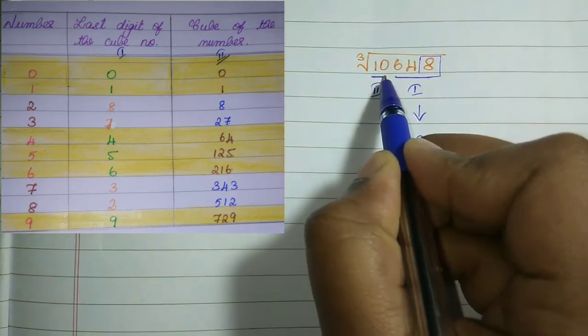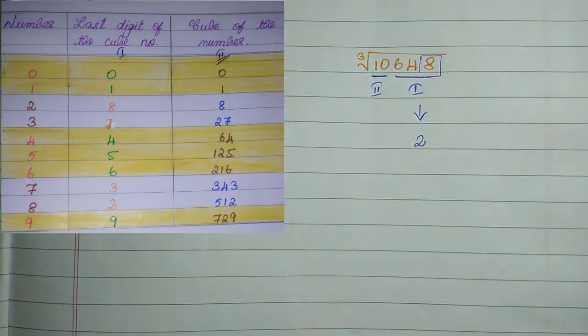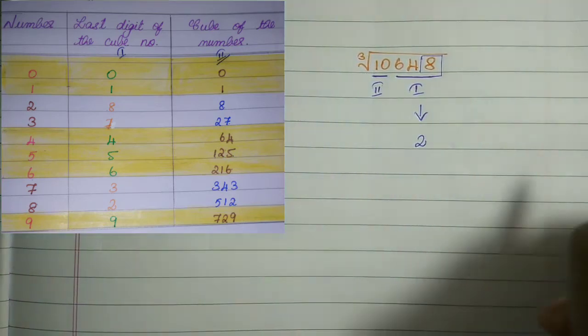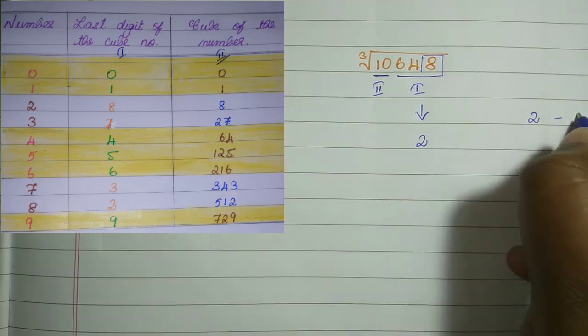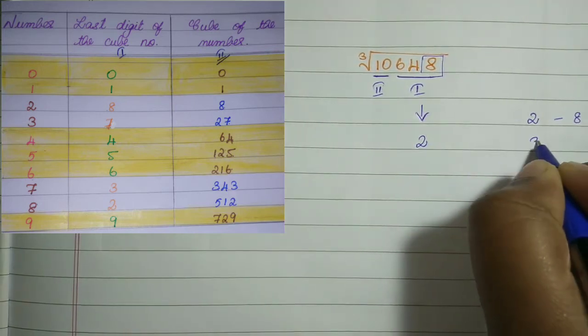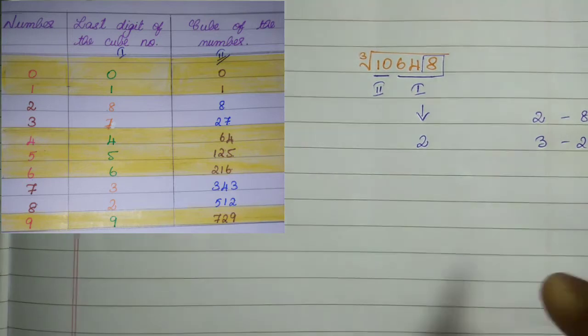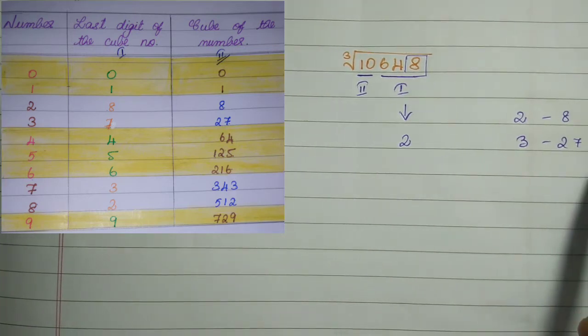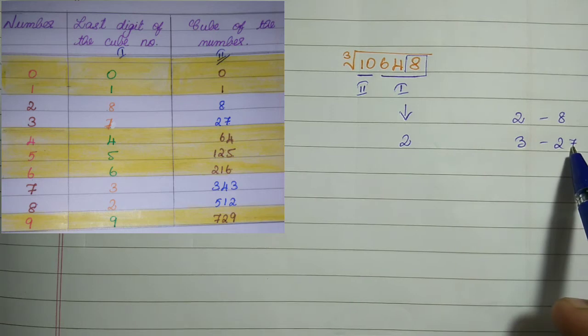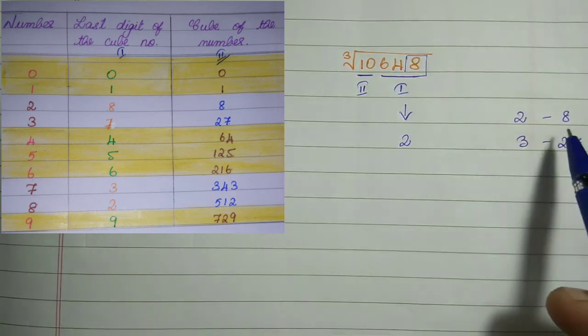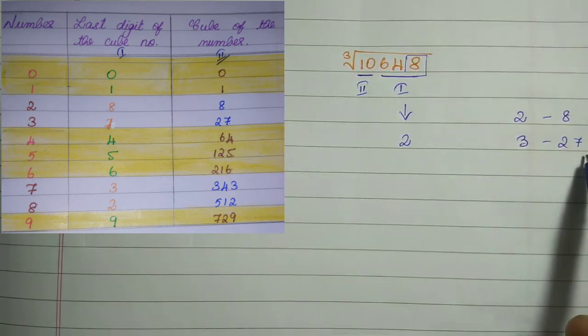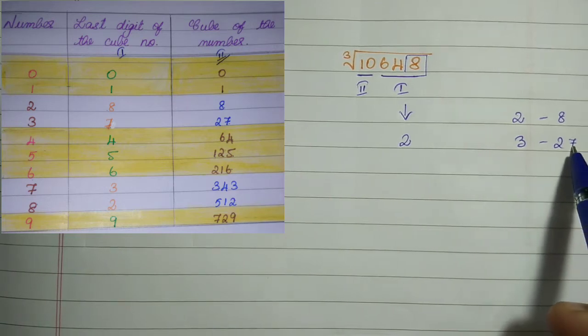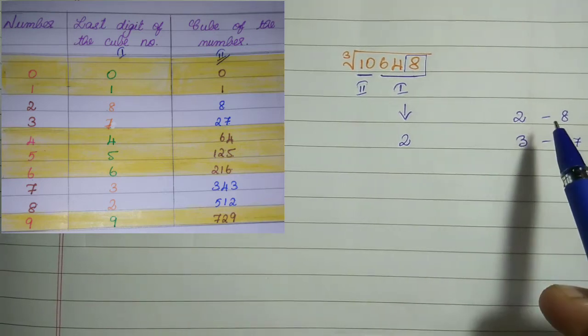Now here I have 10. Is 10 a cube number? No, so I have to check here. For 2 I have 8. 2 cube is 8 and 3 cube is 27. Now I will check where 10 lies. 10 lies between 8 and 27. So I will take 2. Why? Because 10 is less than 27. If it is equal to 27 or more than 27, I can take 3. If not, I have to take only 2.